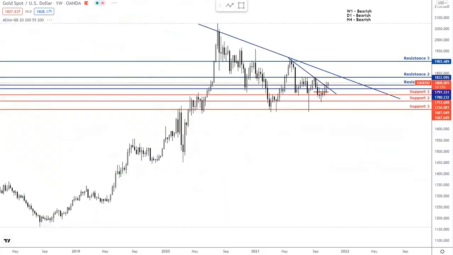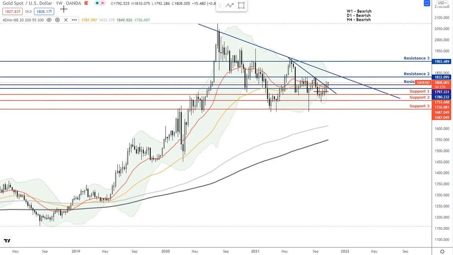Okay, gold, let's take a look at the weekly chart. This is a weekly chart. You can see that it's pretty much on a downtrend, pretty bearish momentum.